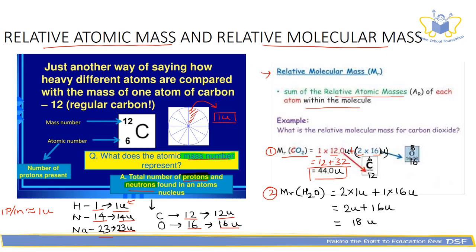Now let us look at another example. Let's try to find out the relative molecular mass of water. It has 2 hydrogen atoms, so 2 into 1U plus 1 into 16U, which is nothing but 2U plus 16U. When you add it up, you're going to get 18.